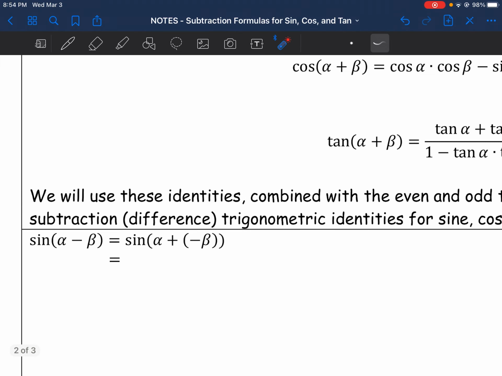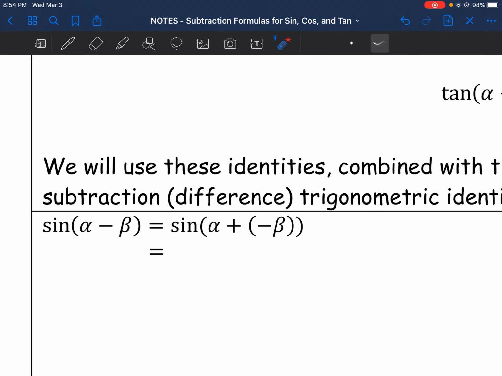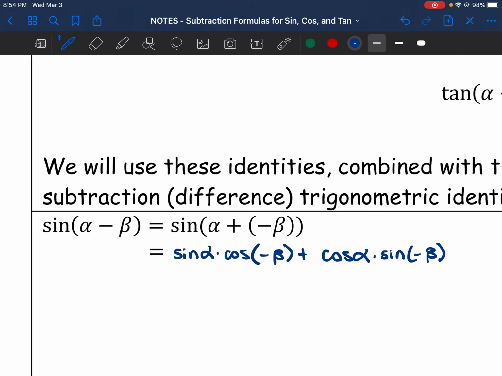Okay? So the sine of alpha plus beta, well, we know from the proof that we did in the previous lesson, the sine of the sum of two angles is going to be the sine of the first, so sine of alpha, times the cosine of the second, so cosine of negative beta, plus cosine of the first, cosine of alpha, times sine of the second, so sine of negative beta.